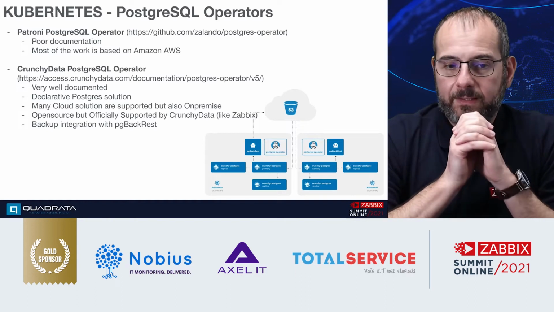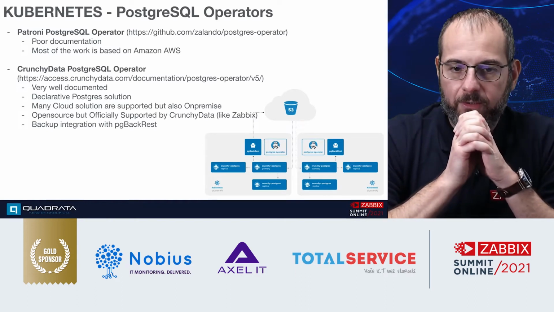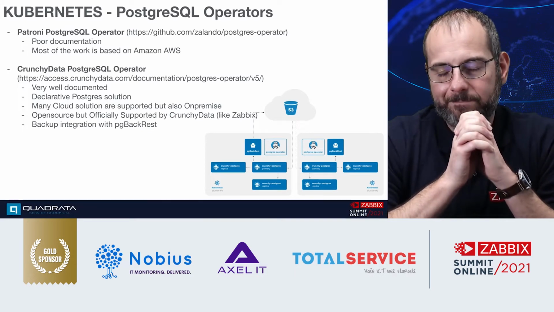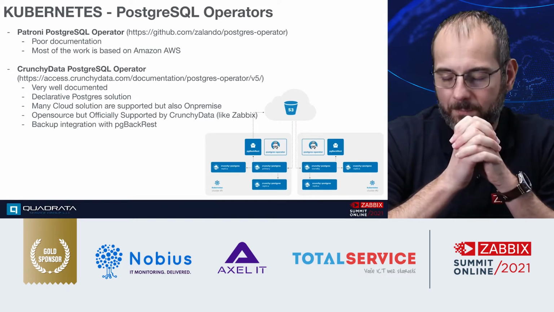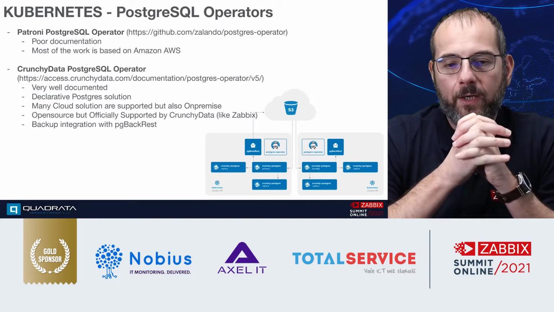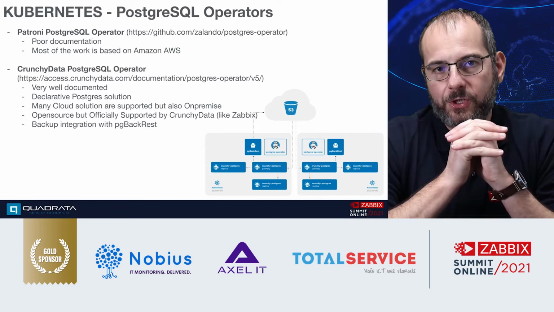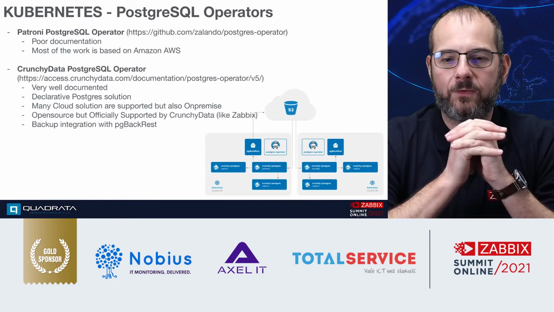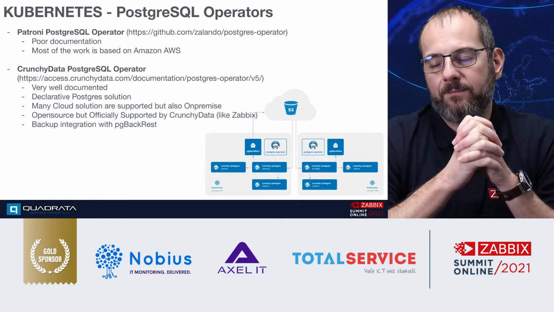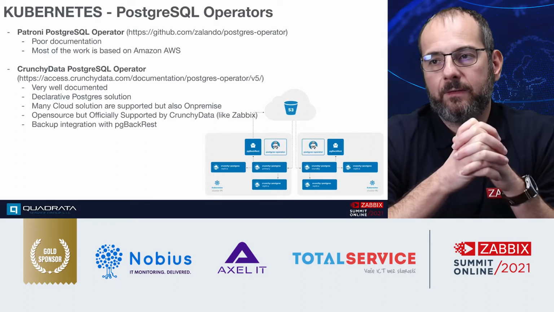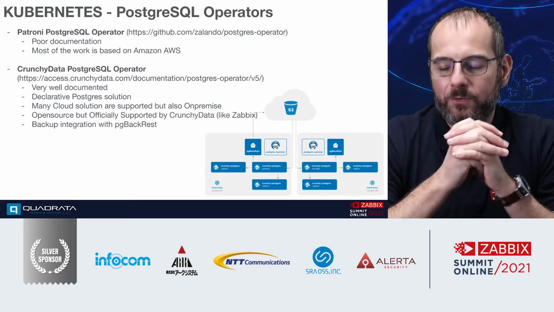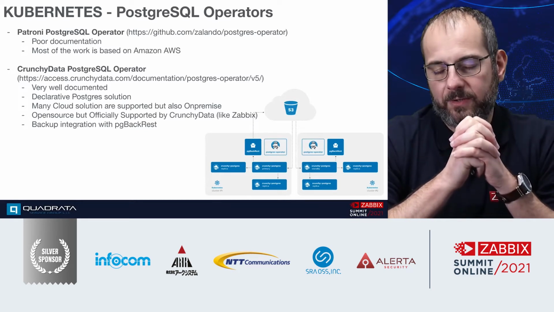We started using the Patroni implementation of the operator, but during our journey we discovered a lot of problems related to the documentation, which is very poor. Most of the features are very specific to Amazon AWS. So for our test environment, where we use on-premise or open source solutions for our Kubernetes, it was not so easy to achieve a good production environment.